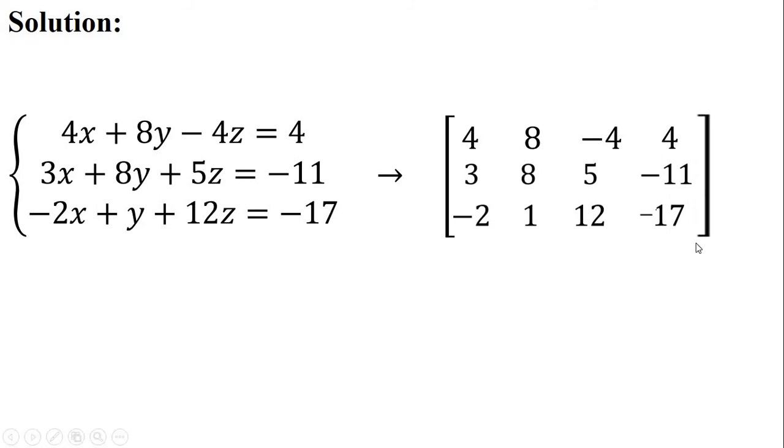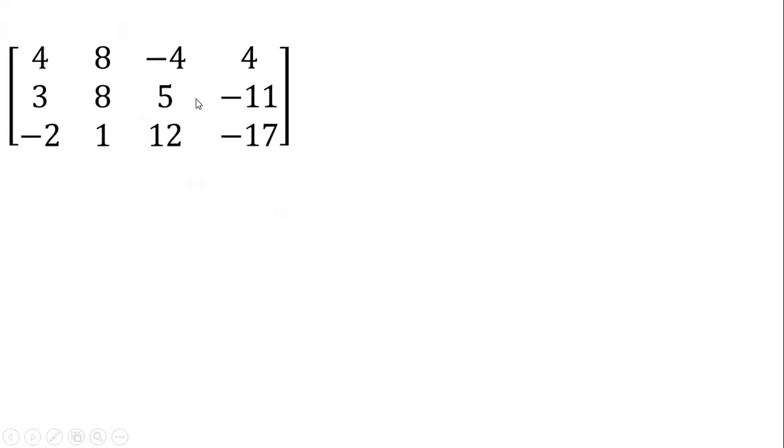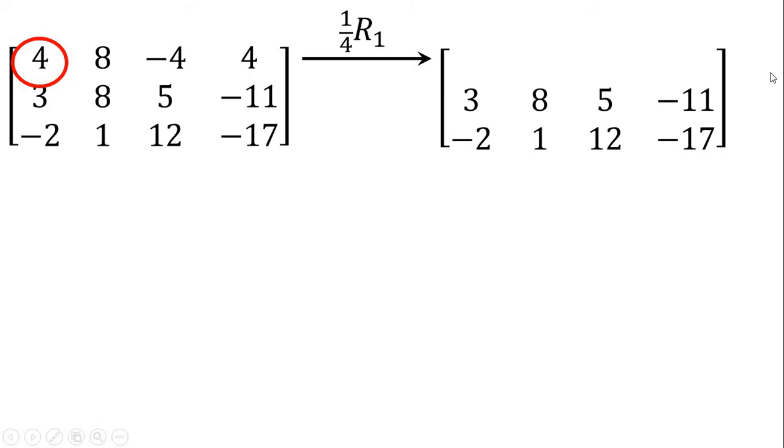Then after that, we transform this matrix in row echelon form. So we begin at the top left entry. We want to make this entry 1. To do that, we multiply the first row by 1/4. We simply copy the second and the third rows, and the first row is transformed into 1. 1/4 times 8 is 2. Negative 4 times 1/4 is negative 1. And 4 times 1/4 is 1.